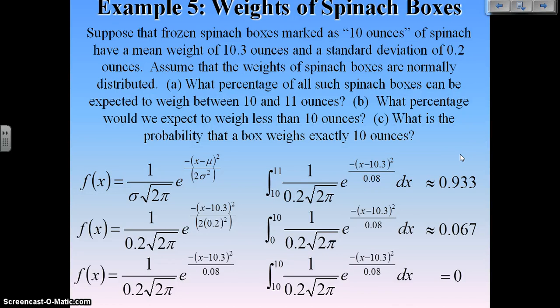Now, does that mean it's impossible for it to weigh exactly 10? And, you know, impossible is kind of a crazy word, but if you consider all the possibilities that it could weigh, you say, well, this one weighs exactly 10. Well, does it? Or does it maybe weigh 10.0000, 1,000 zeros and then a 2 ounces? To get that exact weight of 10 is near impossible.